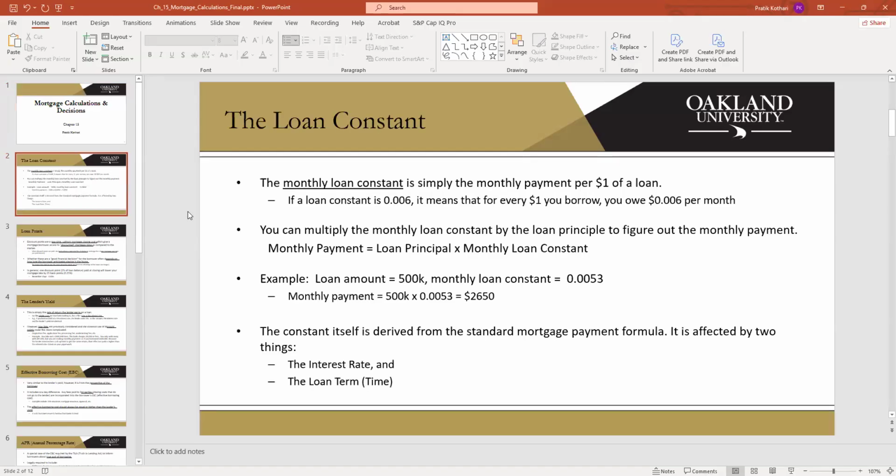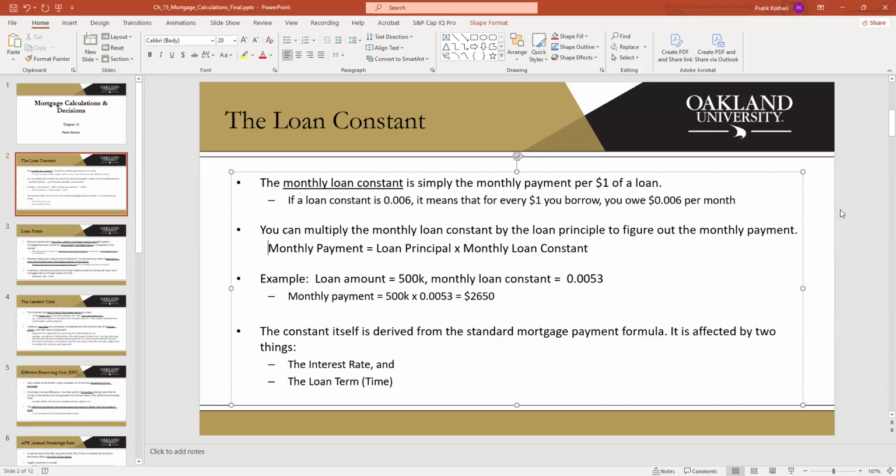Okay. So the first concept I want to talk about is the loan constant. Loan constant is a very simple concept. It's a monthly loan constant, and it literally means that if you have $1 of loan, how much will you have to pay per month? So, for example, if the loan constant is 0.006, that means for every dollar that you have borrowed, you will owe 0.006 per month. Okay?